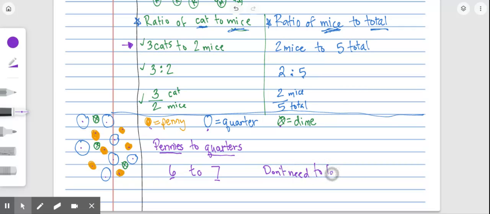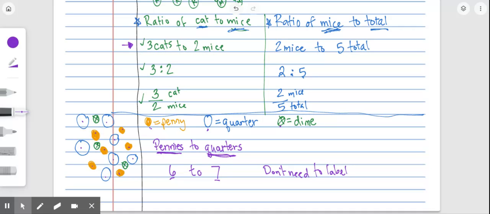Okay? You don't need to label because it's assumed that it'll go in the same order as the original question. You cannot flip around the order. So this cannot be 7 to 6. It's got to be 6 to 7 because pennies came first. So pennies has to be the first number.